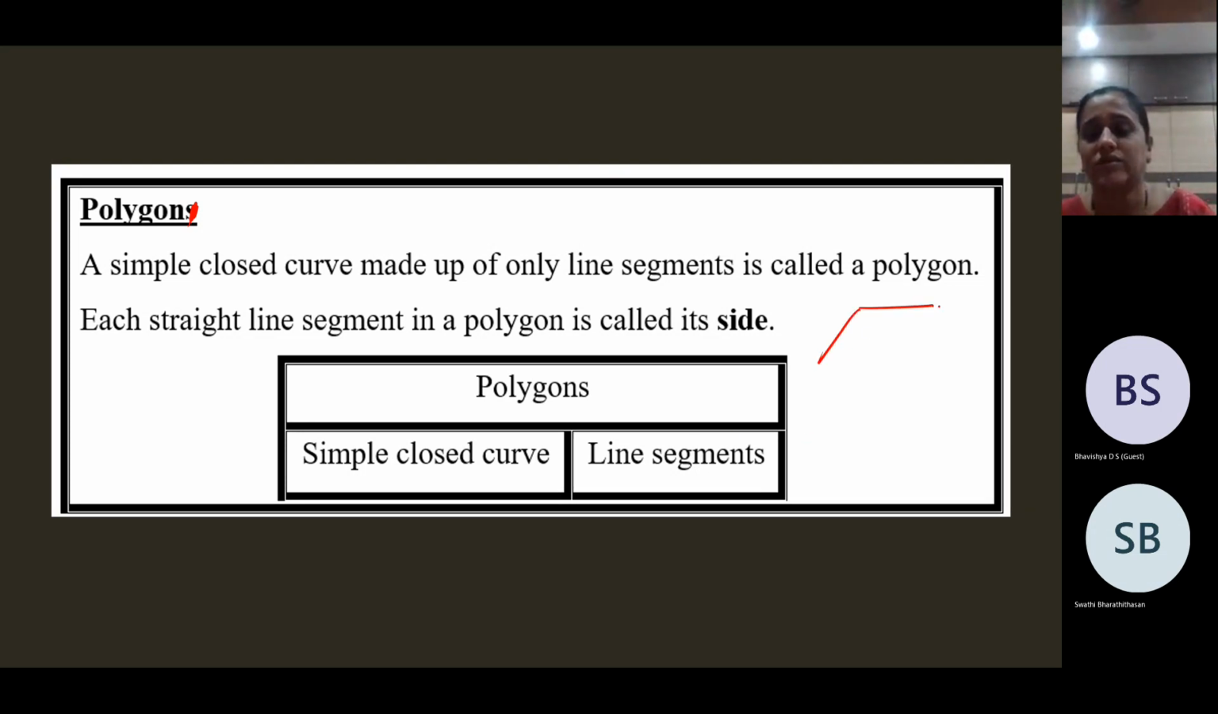Now see this. If I draw a figure like this, this one is a closed figure. It's a simple closed figure because it's not intersecting itself anywhere. The line segments are not crossing over themselves anywhere, and it's made up of only line segments. It's simple, it's closed, and it's made up of only line segments. So this is called a polygon. And this polygon has 5 sides. So polygon meaning: it's a simple closed curve made up of line segments.